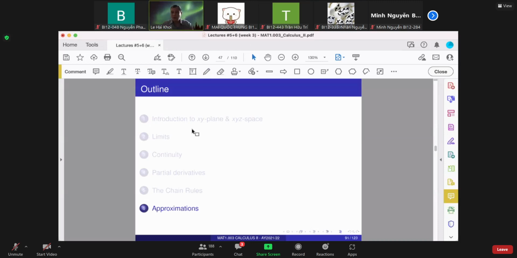So we continue our lecture. The last part is approximation. And as I mentioned, this is quite difficult. You should pay attention, difficult even for one variable, right? So now we look at this approximation.